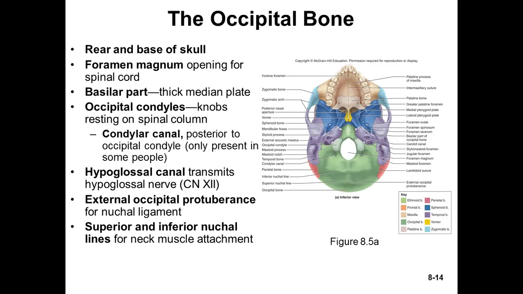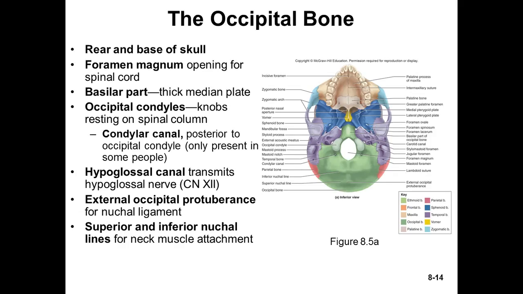C1, your atlas, sits on top of C2. So when you're rotating your head left and right, as if you're saying no, that's because C1 and C2 are pivoting around each other. It's called the atlantoaxial joint, chapter 9. A joint is simply where two bones meet. In this case, it's your atlas and your axis, which is why it's called the atlantoaxial joint.